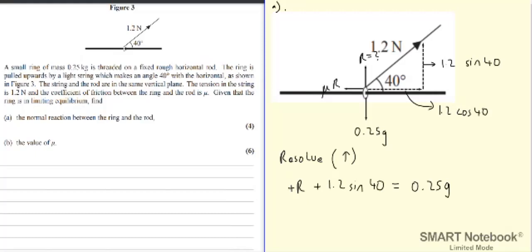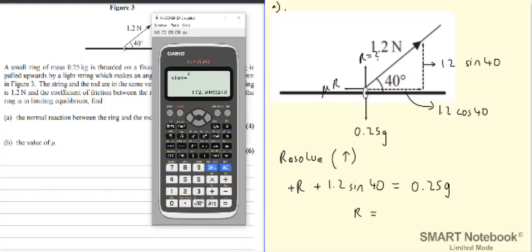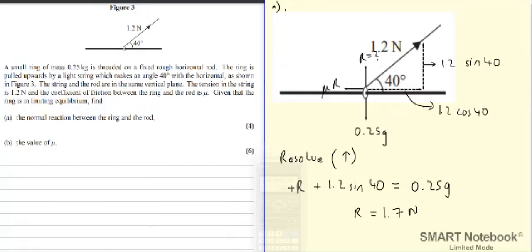And so from there we can work out our R, and let's do that. 0.25 times 9.8 minus 1.2 sine 40, and we get 1.7 newtons to 2 SF, and there is your normal reaction.